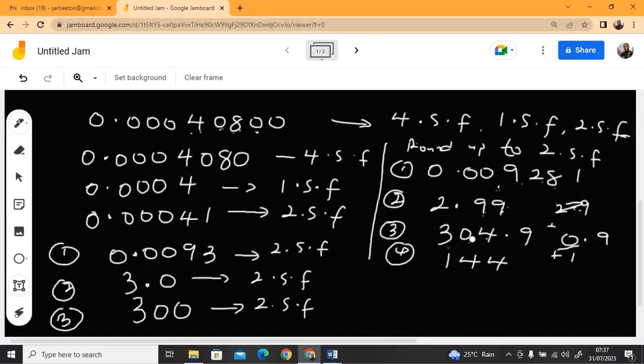1, 2, you stop here. This is not up to 5, so you make it 0. That will be 300. Assume there's a decimal point there, you don't need the 0.